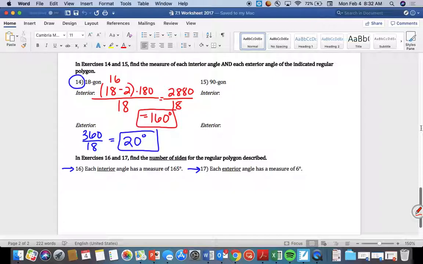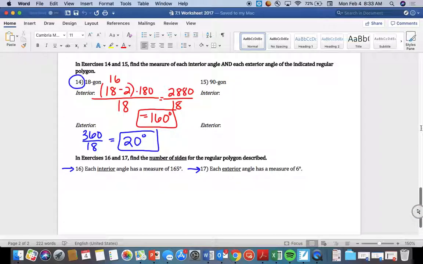I see a confused look in your eyes. Were you confused for a second? Okay, good. And then you'll do the same thing on 15, except you'll replace 18 with 90. And you could get decimals, by the way. If you get a decimal, don't fret. I don't actually know off the top of my head right now, but it might be. Let's look at 16 and 17 together real fast.